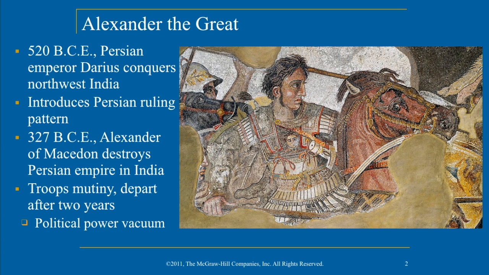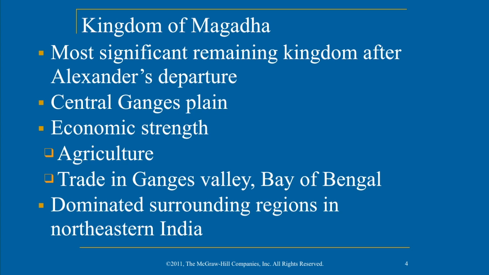During his absence, however, there's a political power vacuum that occurs in India. We then see the rise of the kingdom of Magadha, the most significant remaining kingdom after Alexander's departure. It's in the central Ganges plain, which is a big center part of India, or what we would know as India today. It has an economic strength that really sets it apart from other sections of the globe at the time, what we would call the East, like India and China, because they're starting with agriculture.